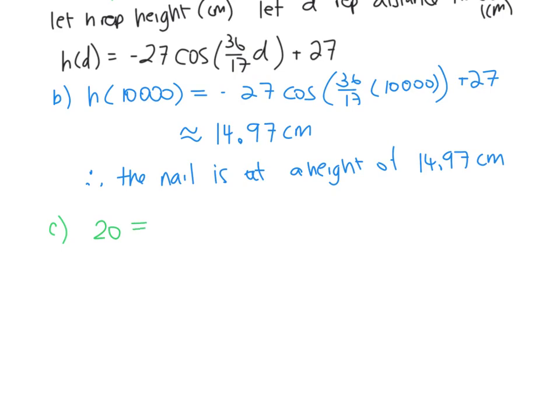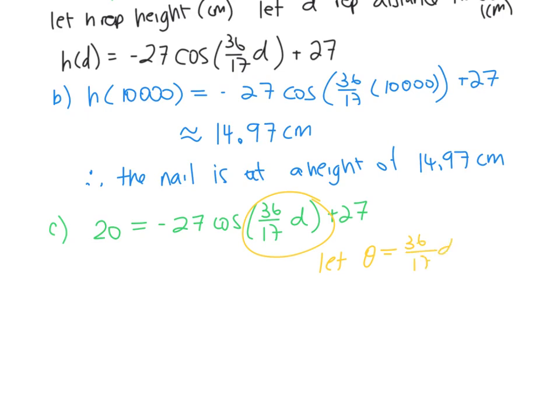20 is equal to negative 27 cos 36 over 17d plus 27. And thinking back to the previous example, we don't like this part. So let's just say theta is equal to 36 over 17d, just to make it more familiar to us. So what we're really solving is the following. And we're going to isolate for that cos theta and use our CAST rule to figure it out.